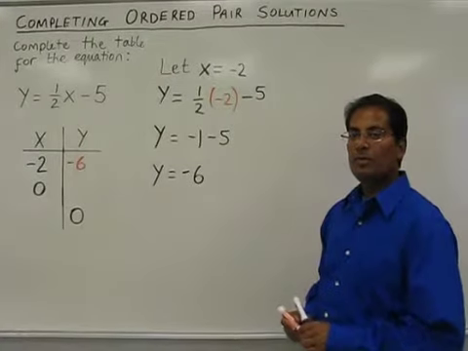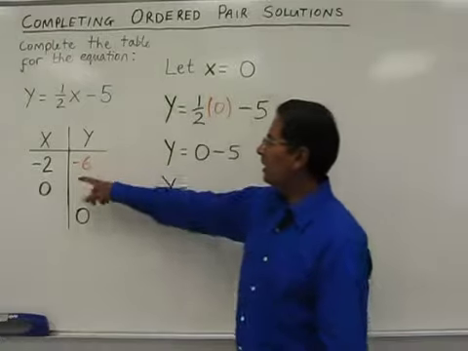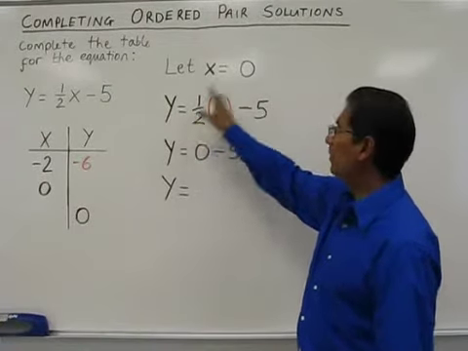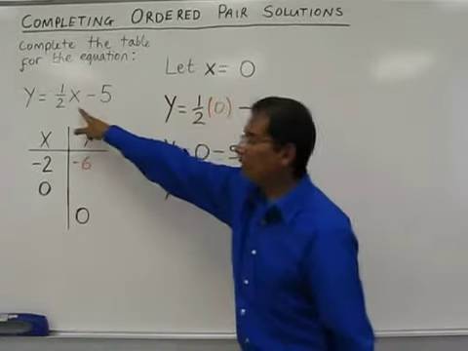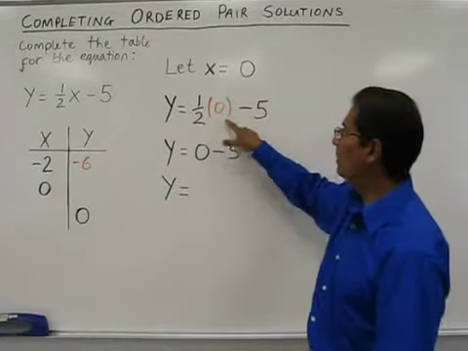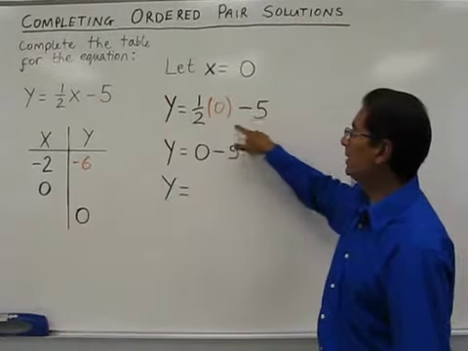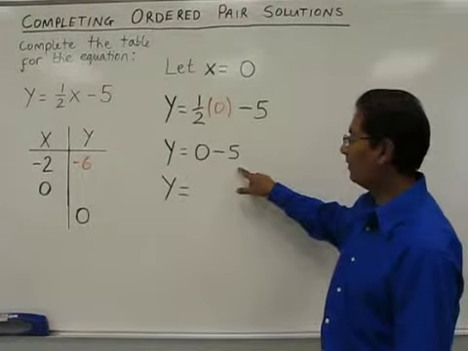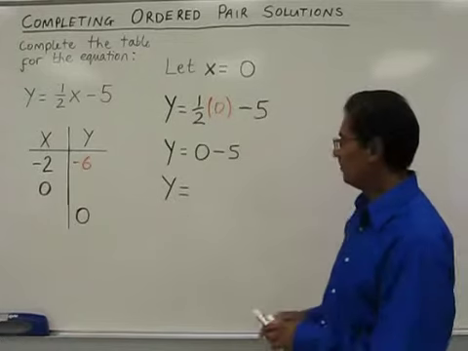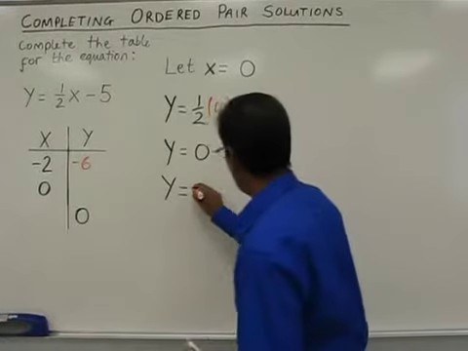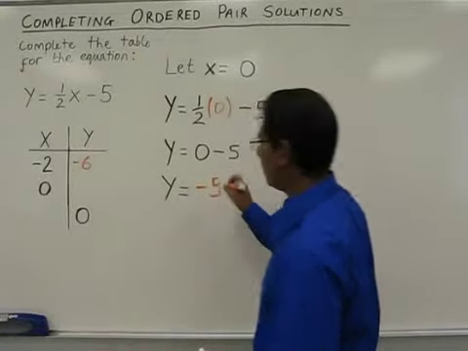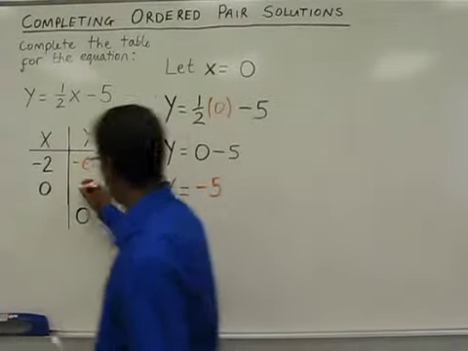Let's do the next point. If x is now 0, so we plug that into our equation, we get y equals 1/2 times 0 minus 5. Anything times 0 is 0, so we get y equals 0 minus 5. And 0 minus 5 gives you -5. So if x is 0, y is -5.